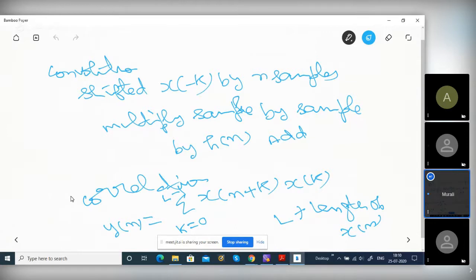Why is it called autocorrelation? Instead of filter, we have x of n and h of n, the same signal. One of them is flipped, another one is used directly. So the first term is x of n plus k. You flip x of k, then shift by n samples. You do convolution, then it becomes autocorrelation.